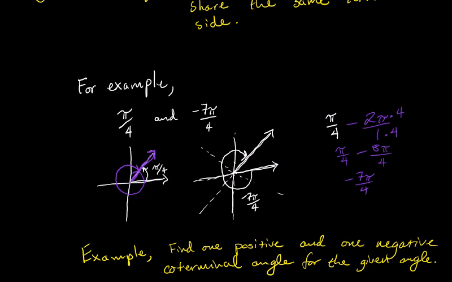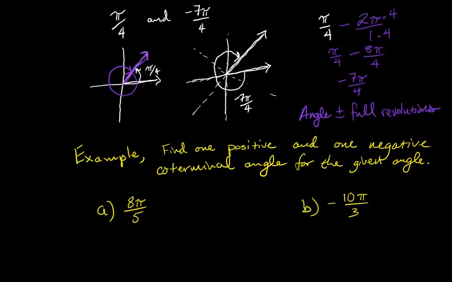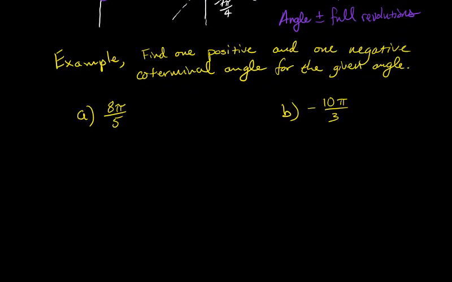So it would need to look like this. It would have to be the angle first, and then you have to go plus or minus full revolutions. And so plus or minus 2 pi or 4 pi or 6 pi or 8 pi, any even number with pi would achieve that process. So here you go. We're just going to do these two problems and call it a video. We're going to find one positive and one negative coterminal angle for the given angle.